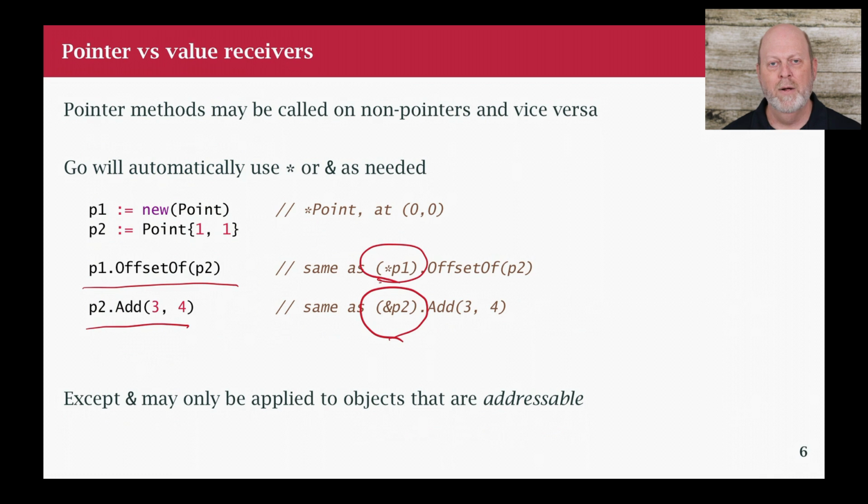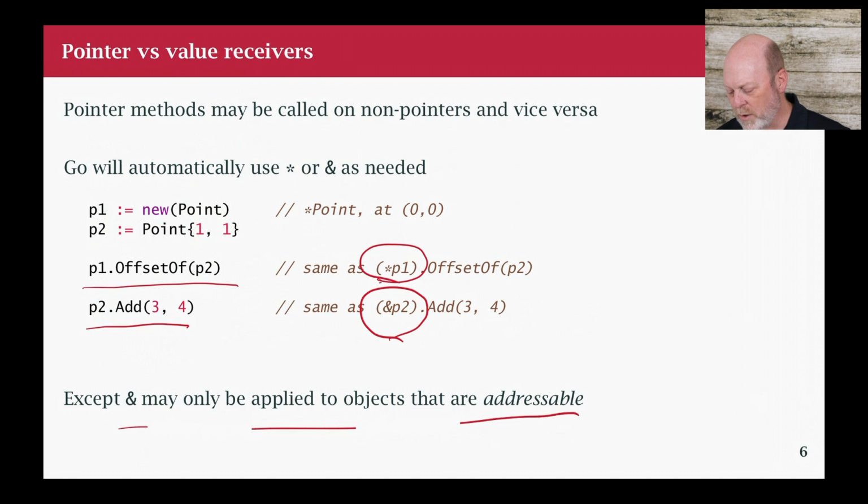Okay? So the compiler can, in most cases, automatically solve this issue. You just say p1 dot something or p2 dot something, and the compiler will figure out how to deal with the pointer receiver or the value receiver. Okay? Under the covers, it'll either do a dereference or take the address of operator for you. That's fine. But the catch is, of course, the ampersand operator only works on something addressable.